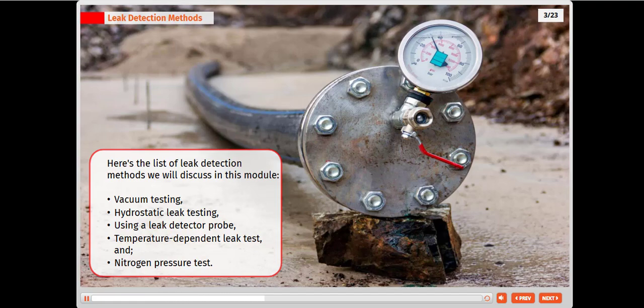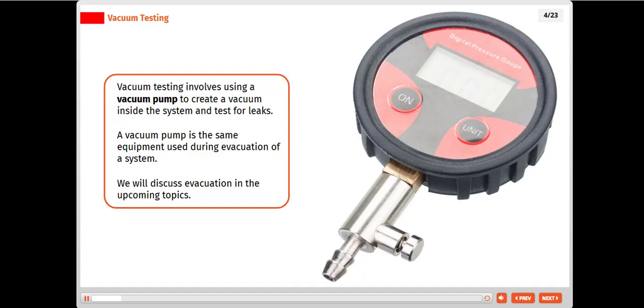Vacuum testing, hydrostatic leak testing, using a leak detector probe, temperature-dependent leak test, and nitrogen pressure test. Vacuum testing involves using a vacuum pump to create a vacuum inside the system and test for leaks. A vacuum pump is the same equipment used during evacuation of a system. We will discuss evacuation in the upcoming topics.